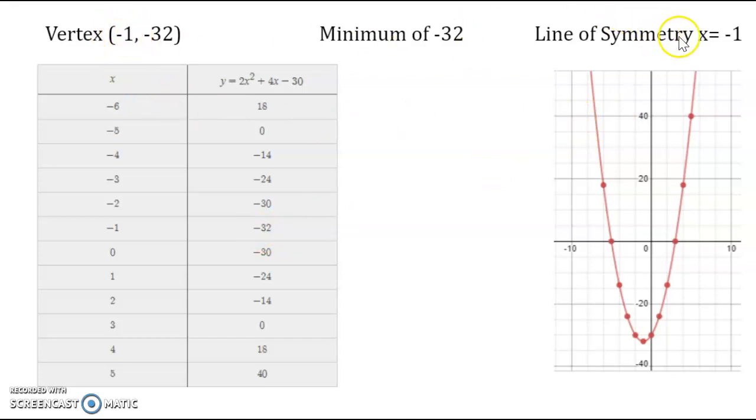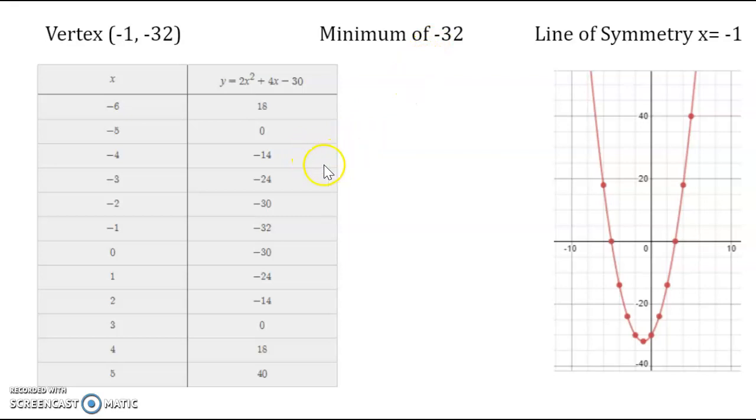-1 is the line of symmetry, the axis of symmetry's equation. So x is equal to -1. So for the vertex, the x value gets used as the line of symmetry equation. The y value is the minimum or the maximum value.